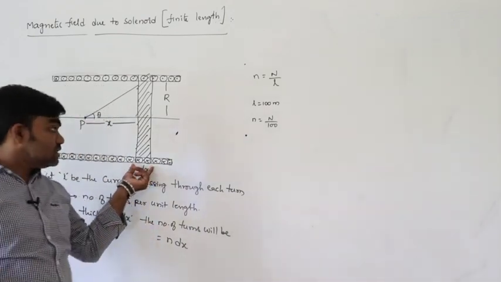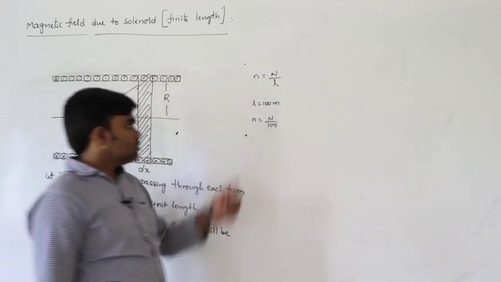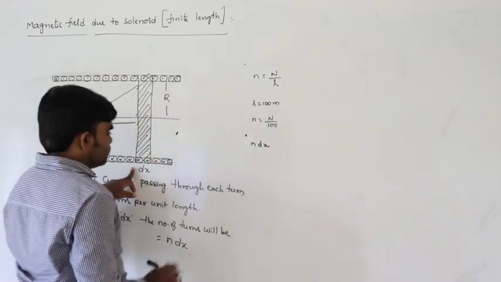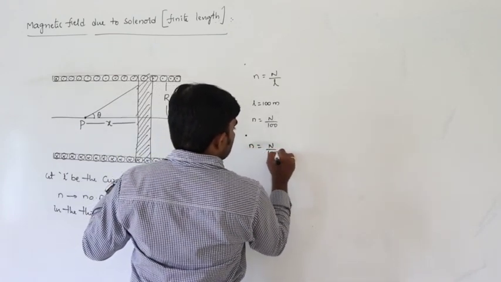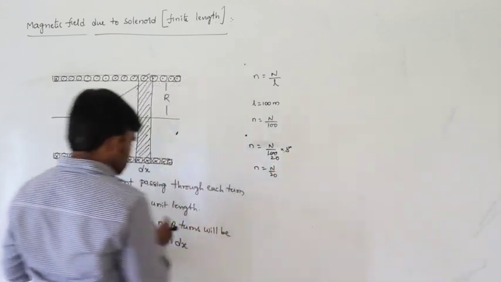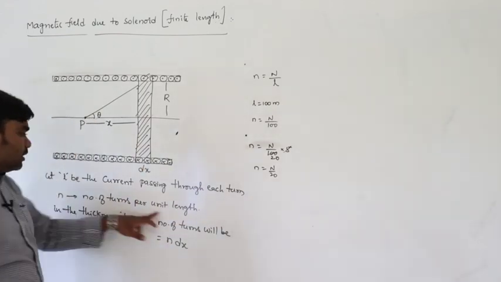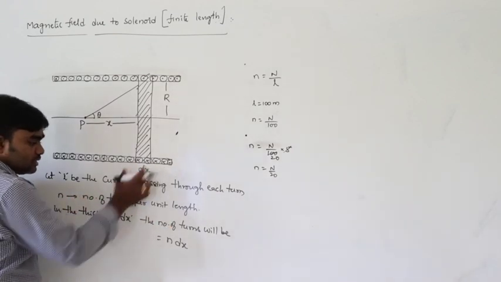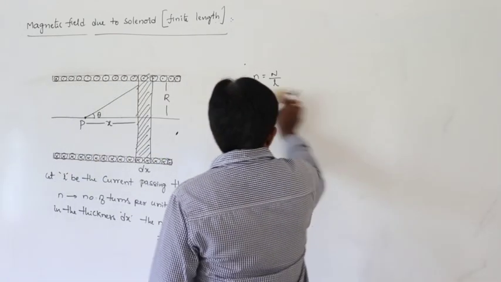What is the length I am considering here? dx. So in the dx length, the number of turns is n into dx. For example, if the number of turns in a length of 5 meters is N, then n is N by 5, and the turns in dx is n into dx. So if n is the number of turns per unit length, then in the thickness of dx, the number of turns will be small n into dx.